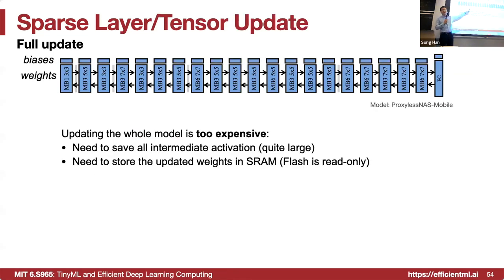So this is the full learning scheme, right? During forward and during backward, we are updating all the layers and all the biases. Okay, so here, this rectangle is the weight, and this rectangle is the bias. Updating the whole model is pretty expensive. Like we mentioned, we have to store all the intermediate activations, which is pretty large. And also we have to store the updated weights in the SRAM because flash is read only.